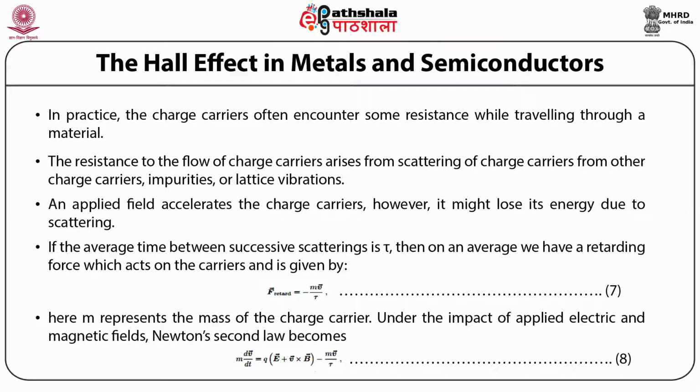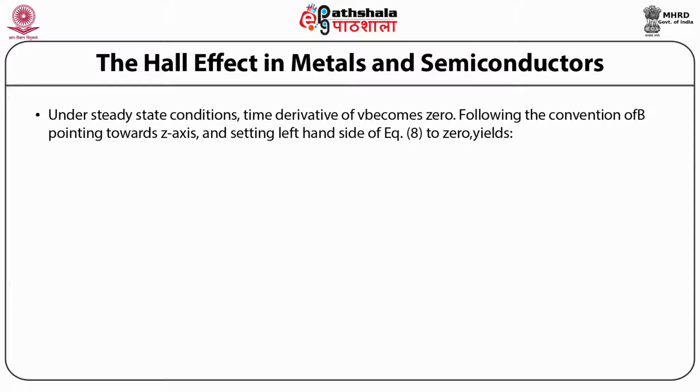Under the impact of the applied electric and magnetic fields, Newton's second law becomes m dv/dt = q(E + v × B) - mv/tau. This is represented as equation 8. Here, v represents the average velocity of all carriers. Under steady state conditions, the time derivative of v becomes 0, following the convention of B pointing towards the z-axis and setting the left-hand side of equation 8 to 0.